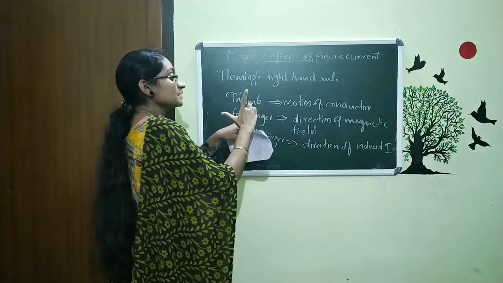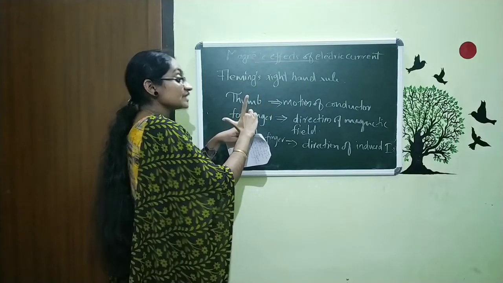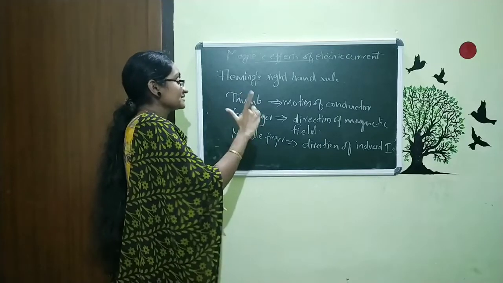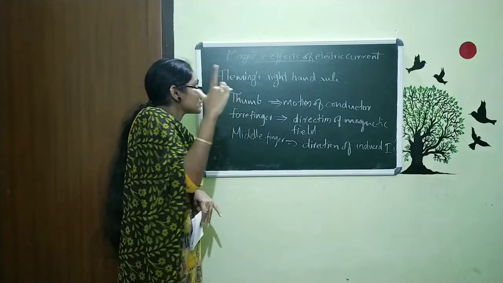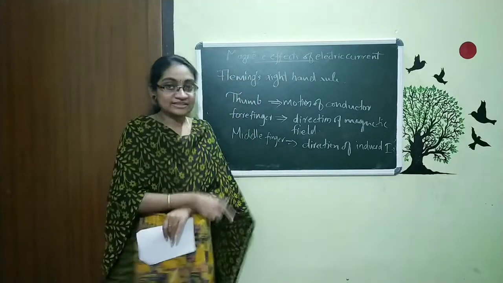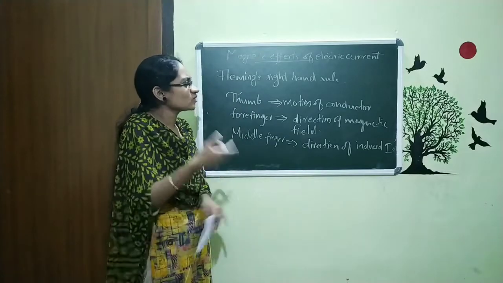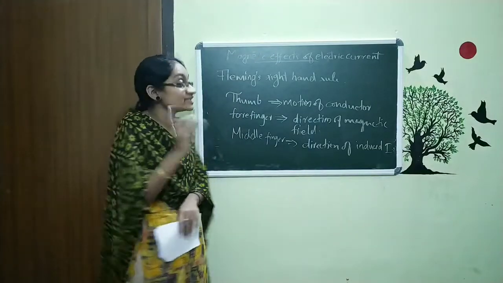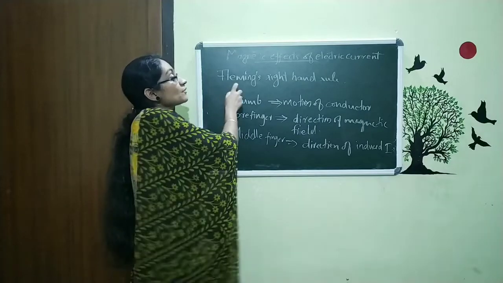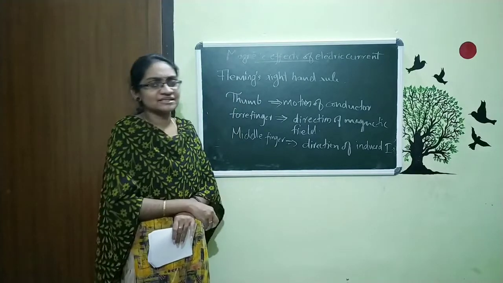And then my middle finger is what? The direction of induced current. That means the current has to be pointed inside the board. That is the thing. We already explained how we are finding this, and all we discussed in our previous section about Fleming's left hand rule. The same thing is here.